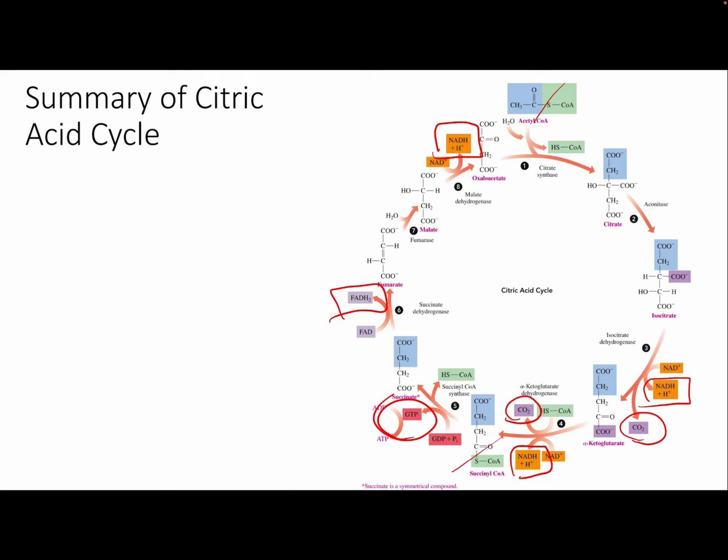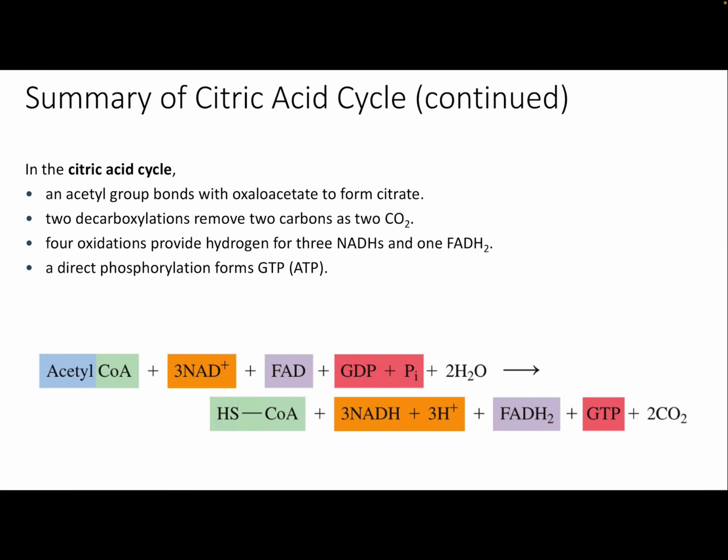There was another high energy bond somewhere in here. Anyways, so that we can summarize as an equation. So acetyl-CoA with 3 NAD pluses, an FAD, and a GDP with some water will yield our coenzyme A, our 3 NADHs, our FADH2, and our GTP, as well as our CO2. So this would be sort of the net equation.